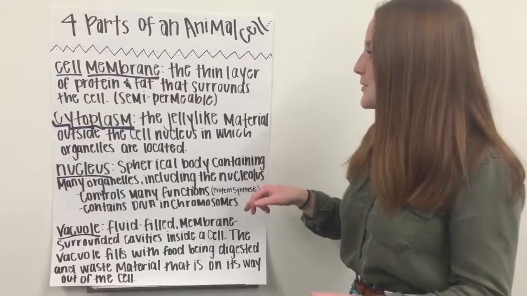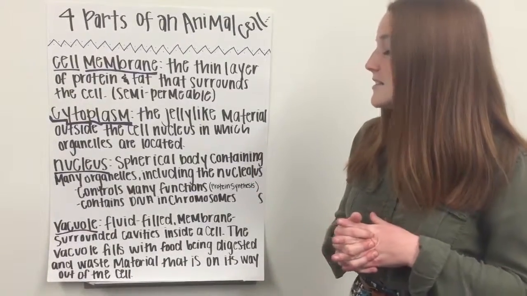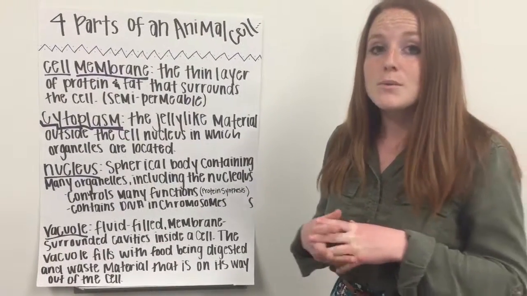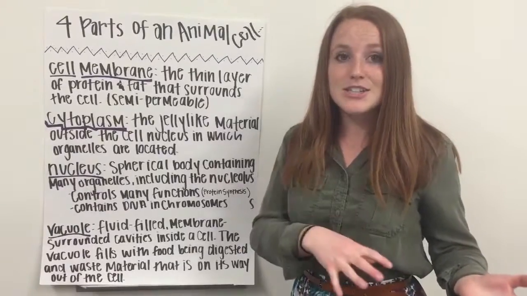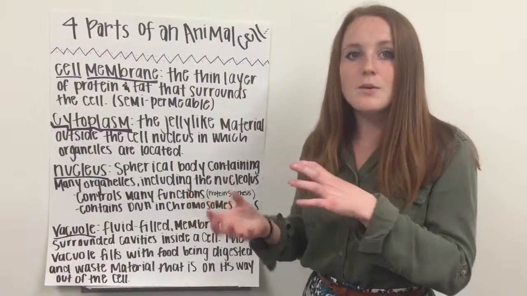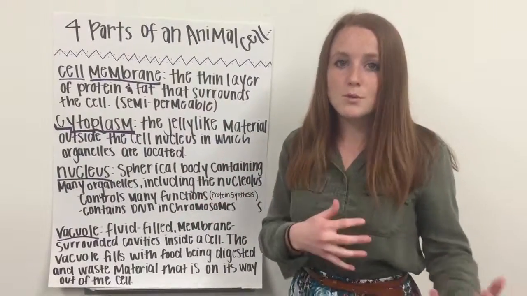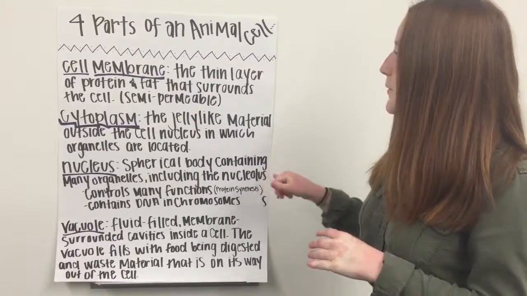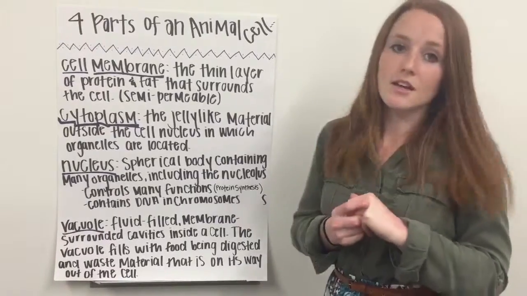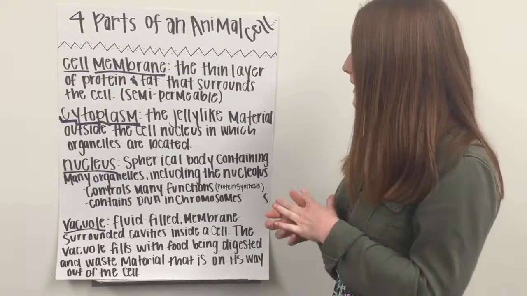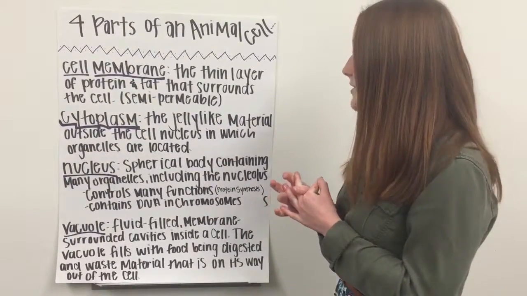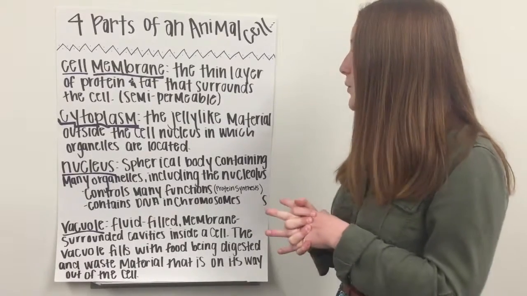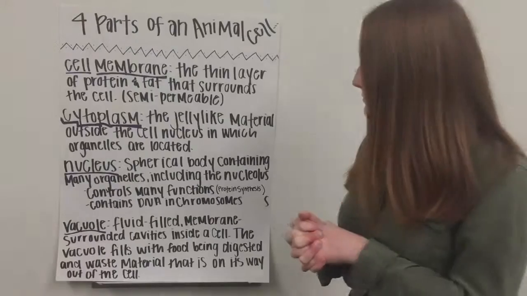So it's a thin layer of protein and fat that surrounds the cell, and it's semi-permeable, which means that, again, it's allowing the good stuff into the cell while blocking out bad bacteria that we don't want in the cell. Next, the next function we're going to talk about in the animal cell is cytoplasm, which is a jelly-like material outside the cell nucleus in which organelles are located.